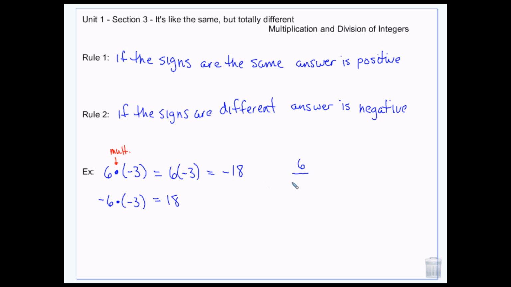6 divided by negative 3, negative. Negative 6 divided by negative 3, positive. Negative 6 divided by positive 3, negative.